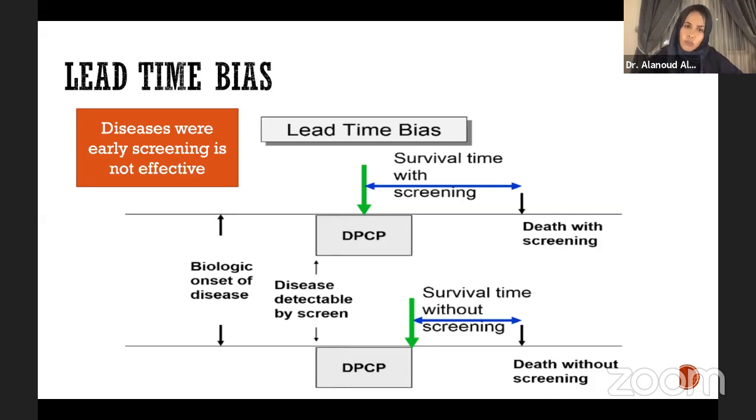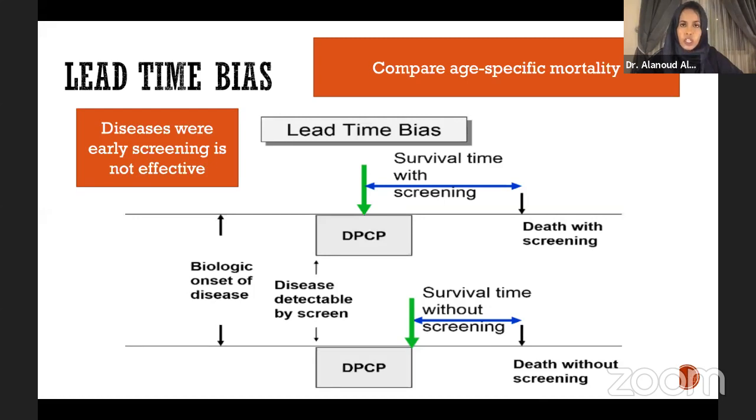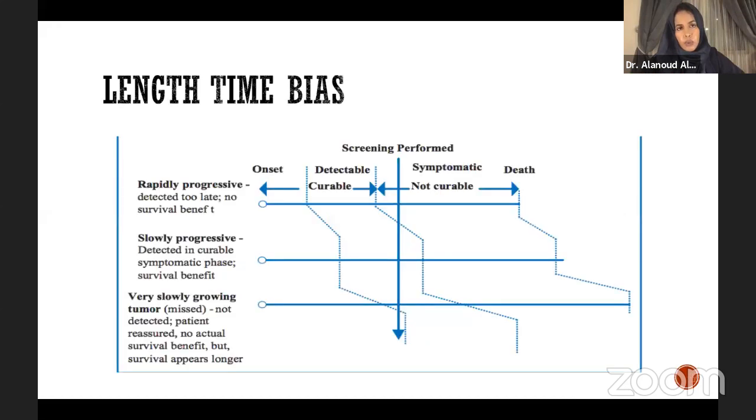And the way to overcome this type of bias is not to look at survival when you compare in studies, is to look at age-specific mortality. A second important type of bias is the length time bias. And this has to do with, again, the natural history of disease. So some diseases are progressive and some diseases are more indolent.